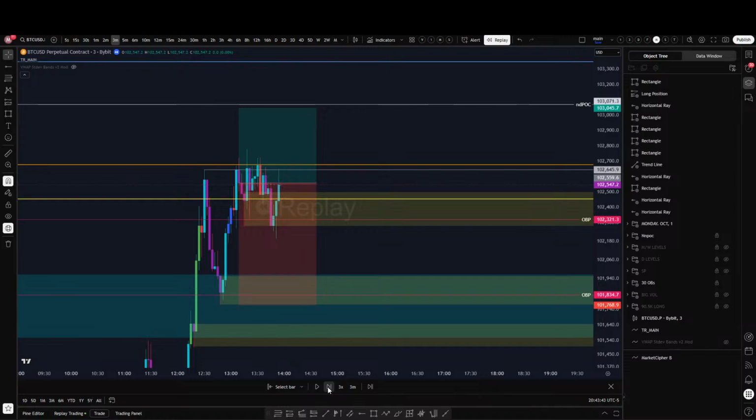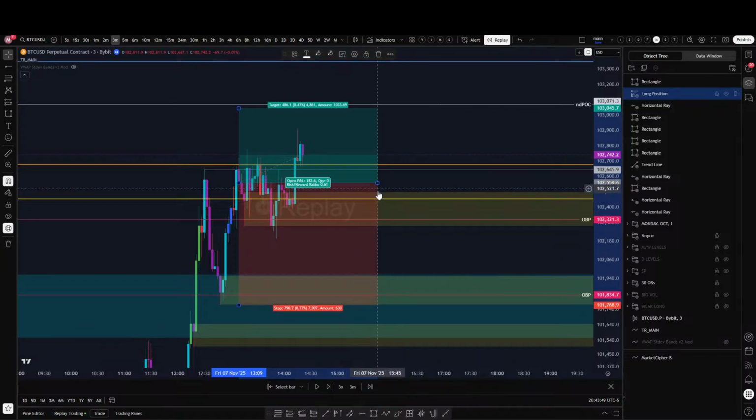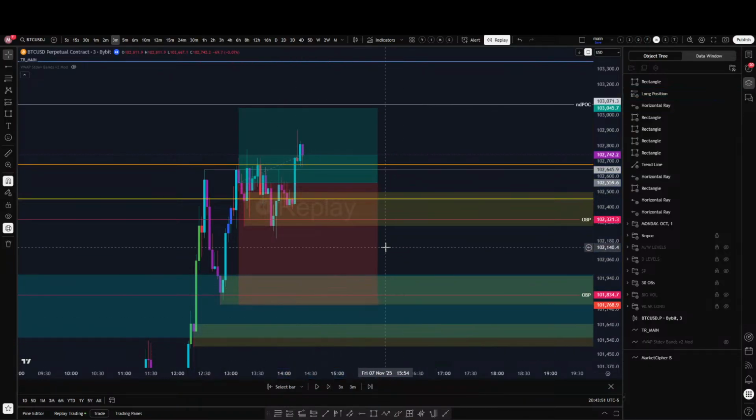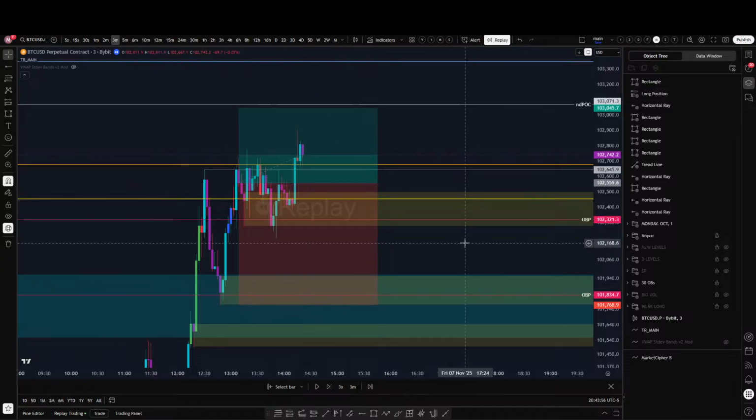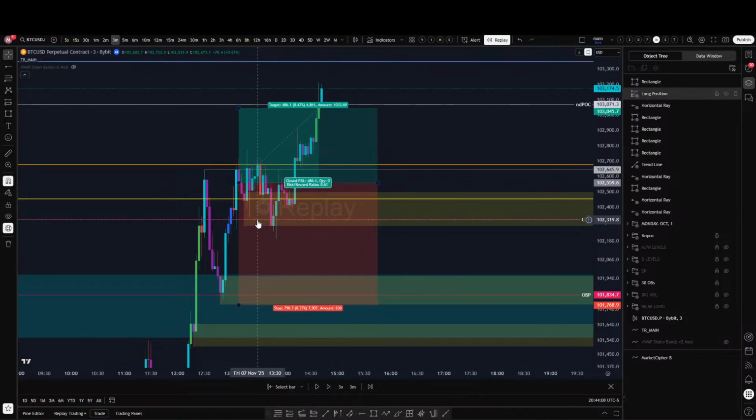Let's see if it works. Came back to the entry, and now you are going. Now you made a legit high. Should I consider that a high? I don't have two consecutive candles. Let's see what happened. Yeah, now you consider it a high.